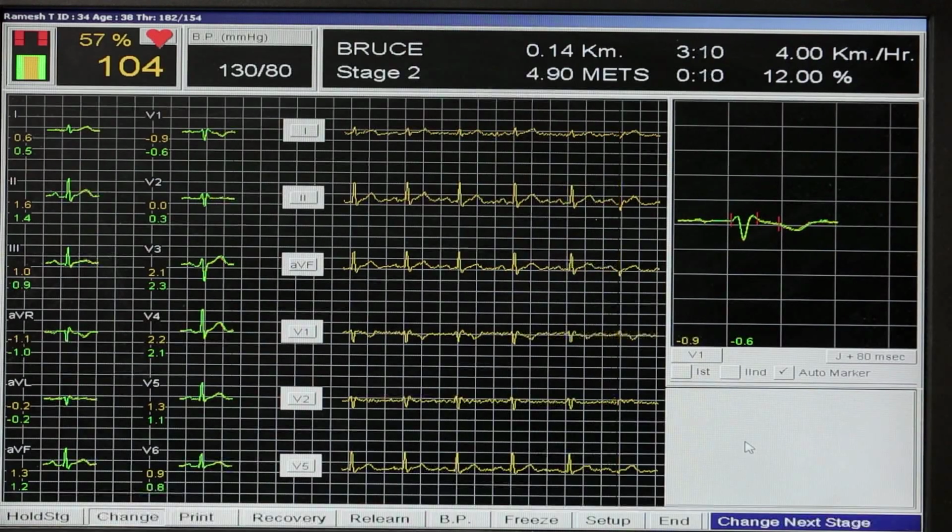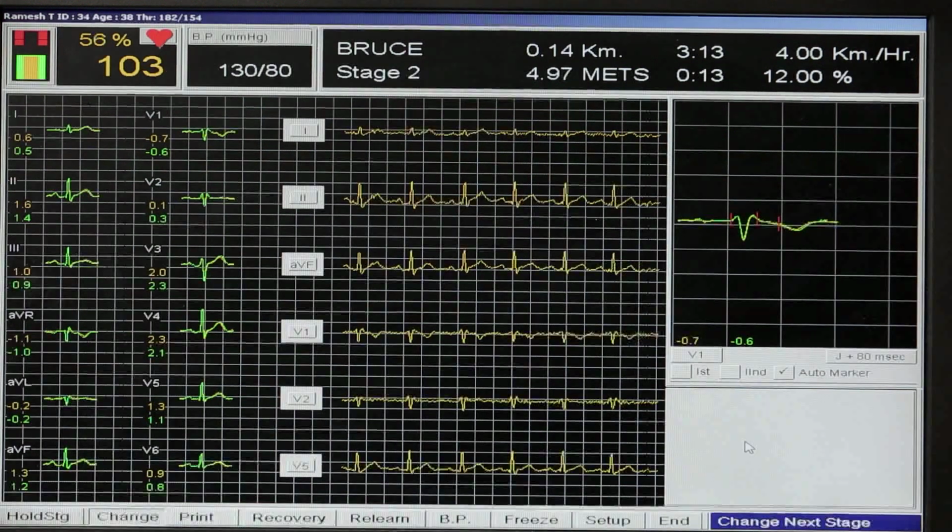Now if there is any blockage in the arteries of the heart, then during exercise the blood which is passing through that blockage is not enough to supply enough oxygen to the heart. Now because of this there will be changes in the ECG which are not seen when the patient is resting. So this is the simple test that we call the treadmill test.